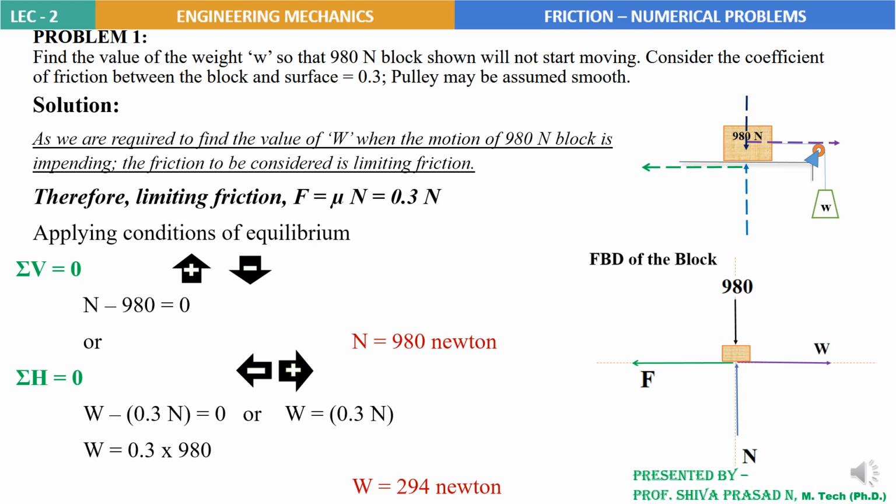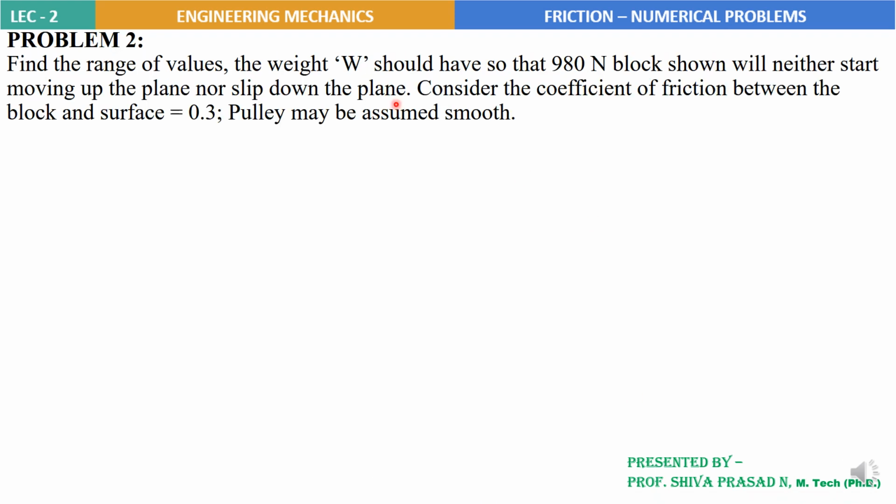Moving on to the next problem, problem number 2. Find the range of values the weight W should have so that the 980 Newton block shown will neither start moving up the plane nor slip down the plane. Okay, two cases they are asking. Will neither start moving up the plane nor slip down the plane. So two cases they are asking.